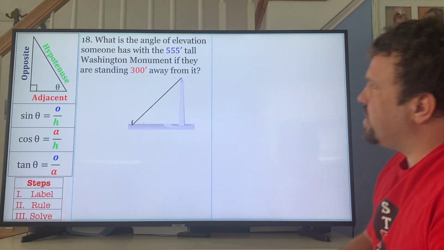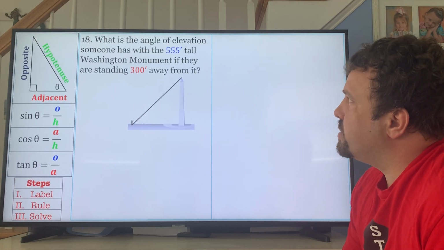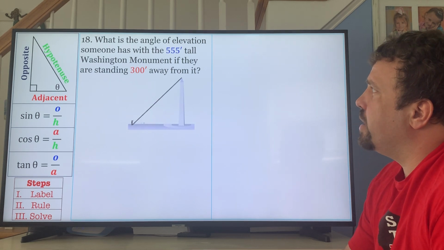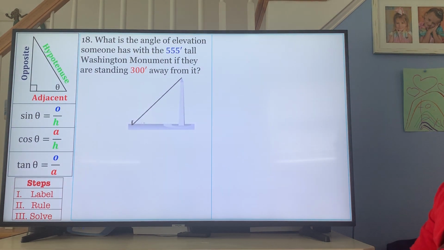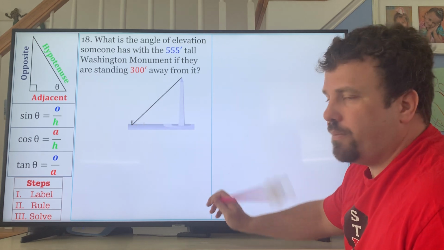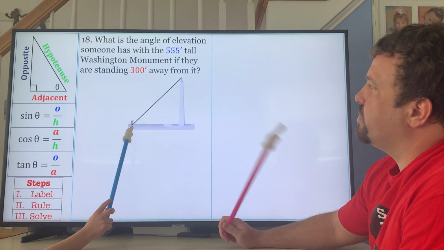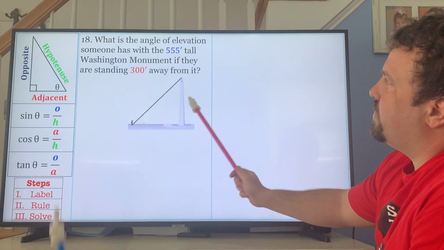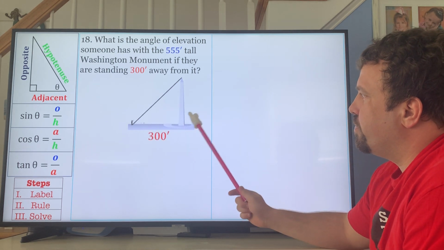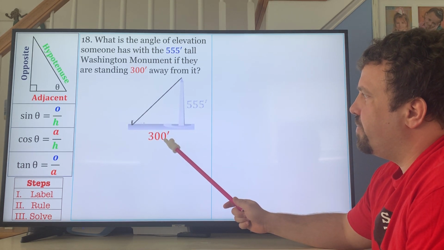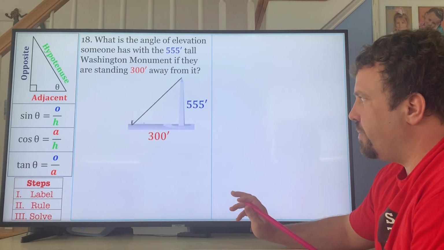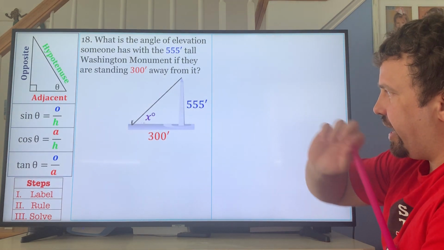What is the angle of elevation someone has with the 555-foot tall Washington Monument if they're 300 feet away from it? That's little Reagan over there watching the monument. So it's 555 feet tall. She's 300 feet away. And 555 tall. Angle of elevation is the x on the ground.